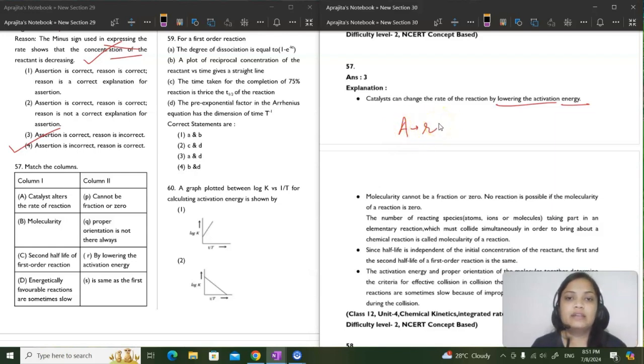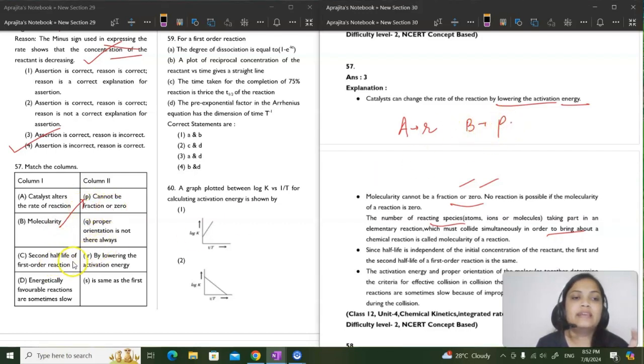Next, molecularity. Molecularity of the reaction is the number of reacting species taking part in the reaction, which collide with each other to bring about the chemical reaction. So molecularity cannot be a fraction or 0, because we are talking about the number of reacting species. It can be 1, 2, 3, 4, but it cannot be 0, because if there is no reacting species, the reaction will not happen, and it cannot be a fraction as well because it's a whole number value. So for B it's P.